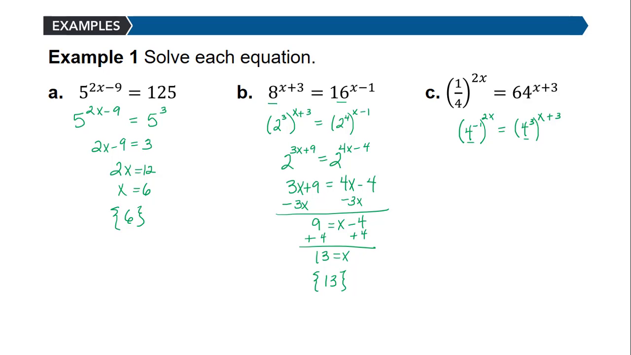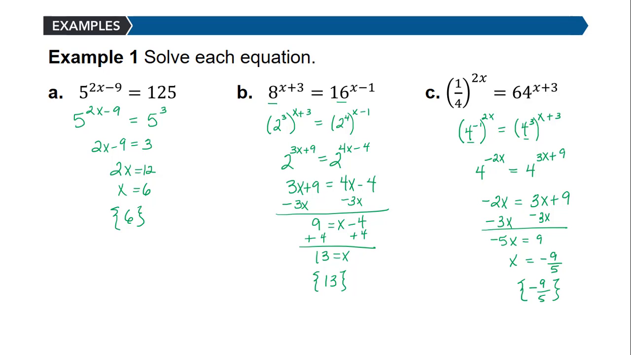We can simplify by applying the power rule of exponents. So we get 4 to the negative 1 times 2x, which is negative 2x, equals 4 to the 3 times x plus 3, which is 3x plus 9. Now we can set the exponents equal: negative 2x equals 3x plus 9. If we subtract 3x from each side, we get negative 5x equals 9. And then we can divide by negative 5 to get negative 9/5. So our solution set consists of negative 9/5.